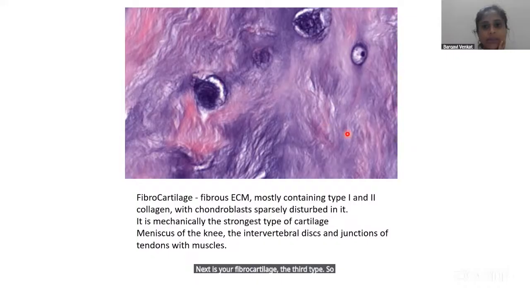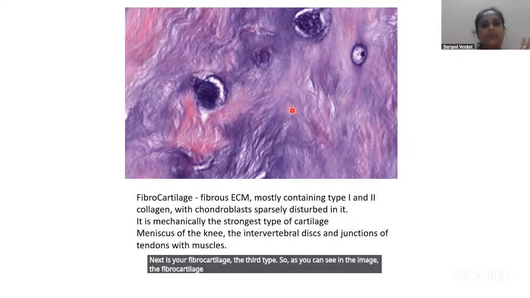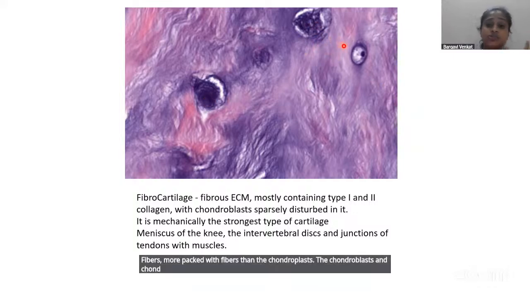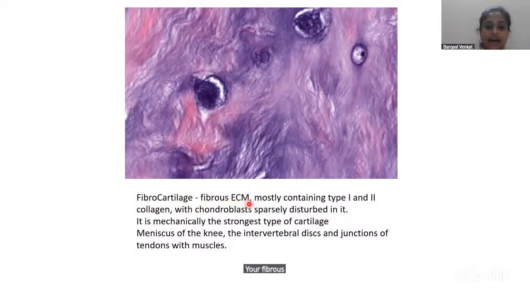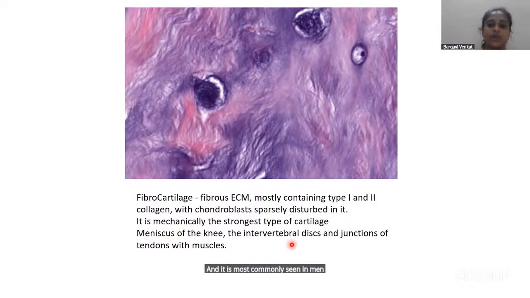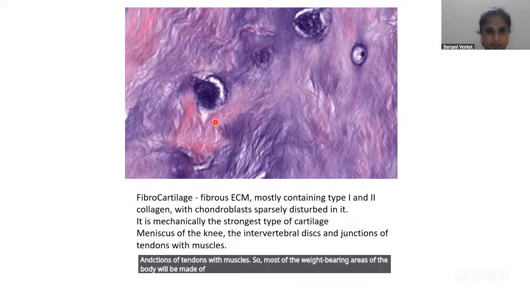Next is your fibrocartilage, the third type. As you can see in the image, the fibrocartilage is more packed with fibers than cells. The chondroblasts and chondrocytes are very sparsely seen, right? It has a fibrous extracellular matrix, mostly made of type 1 and type 2 collagen with chondroblasts sparsely distributed in it. So it is mechanically the strongest type of cartilage. It's obvious because it is made of so many fibers. It is most commonly seen in the meniscus of the knee, the intervertebral discs, and junctions of tendons with muscles. So most of the weight-bearing areas of the body will be made of this fibrocartilage.